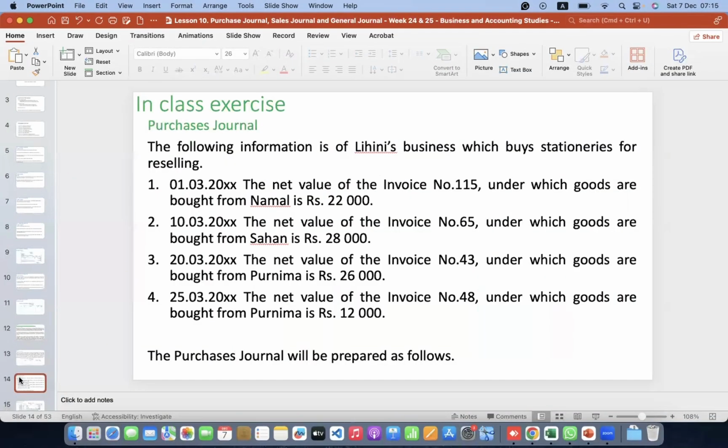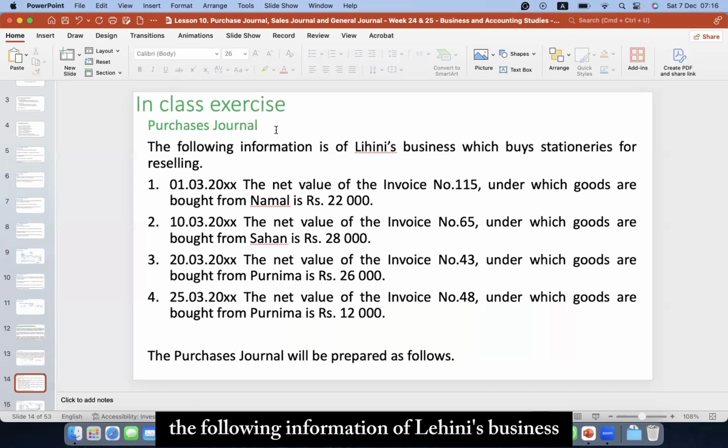How we are going to exercise. Okay, so let's read it out. Purchasers journal. The following information is of Lihini's business, which buys stationery for reselling.